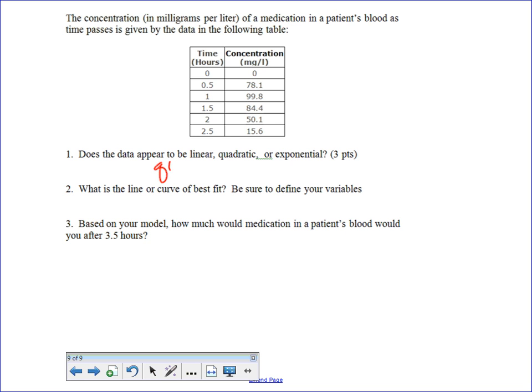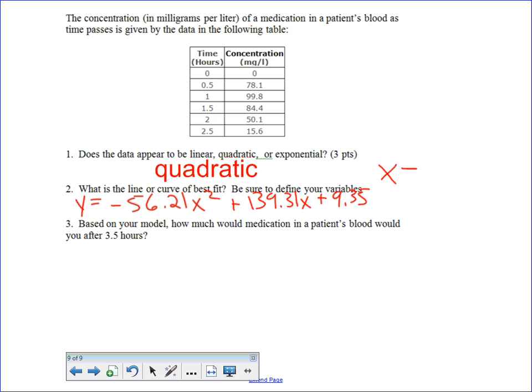So we said this was a quadratic. It was negative 56.21, remembering, plus 139.31x plus 9.35. And we said x represents time, and we said y represents concentration in milligrams per liter.